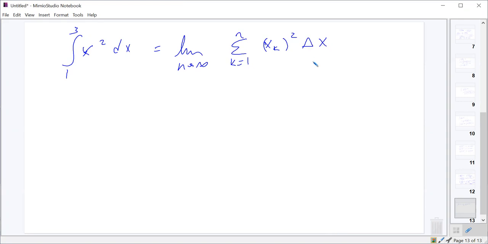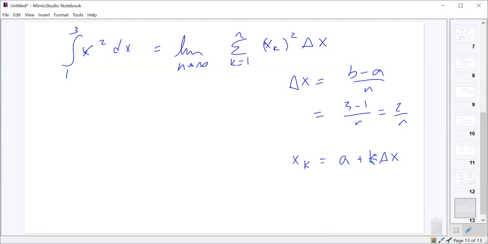And so then you need to just figure out what is delta x. Well, delta x is always equal to b minus a over n, which you should know. So that's 3 minus 1 over n, or 2 over n. And our x sub k is always equal to a plus k delta x. It's easiest to do this using a right Riemann sum. That's what they always ask about. So our a value is 1. Our delta x value is 2 over n. So this is 1 plus 2k over n.